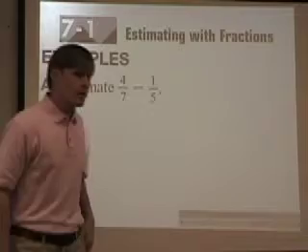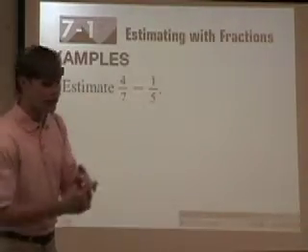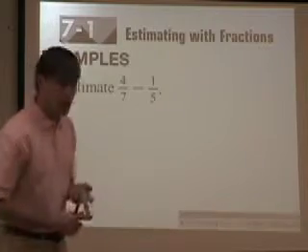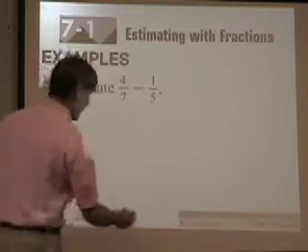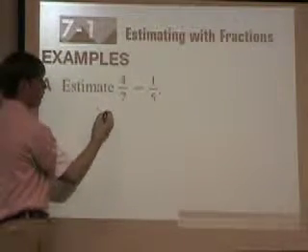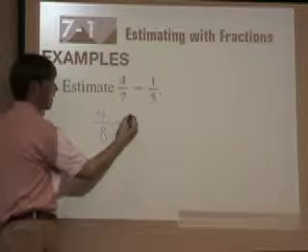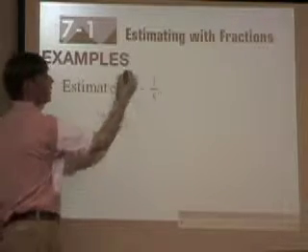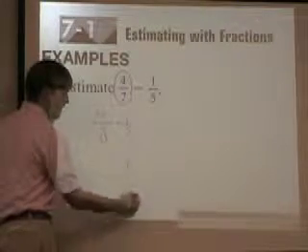So when you're estimating, you've got to take each fraction and ask, is it closest to 0? Is it closest to 1/2? Or is it closest to 1? Now let's look at the fraction 4/7. What's 4/8? 1/2. So what is 4/7 really close to? 1/2. So we're going to make it 1/2.